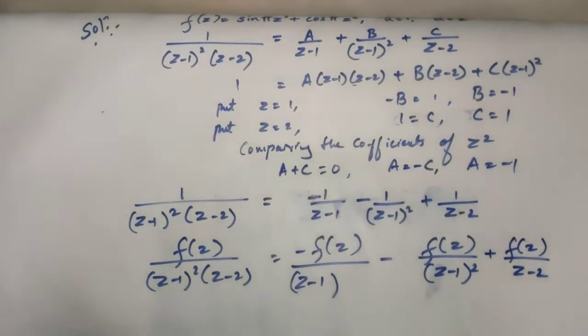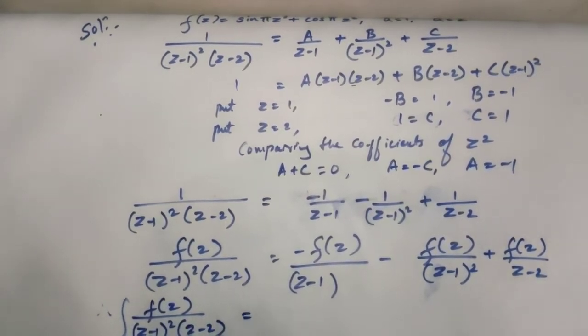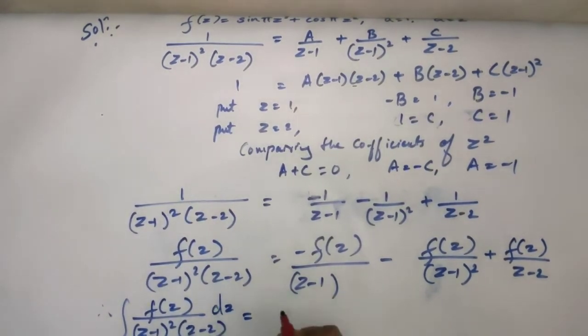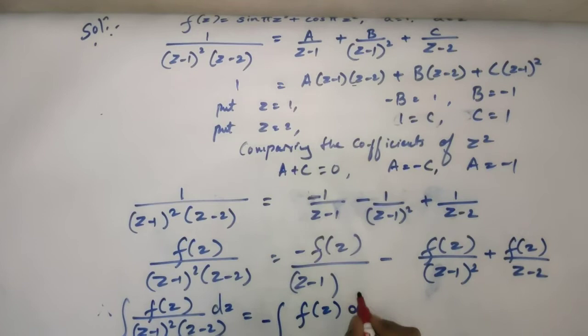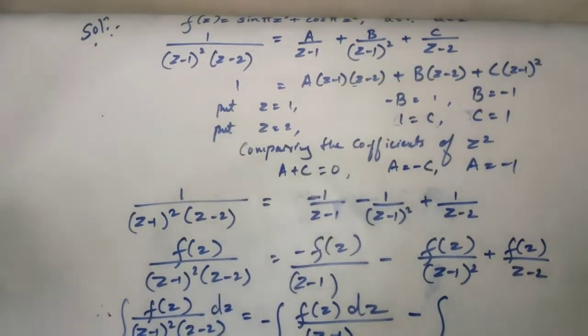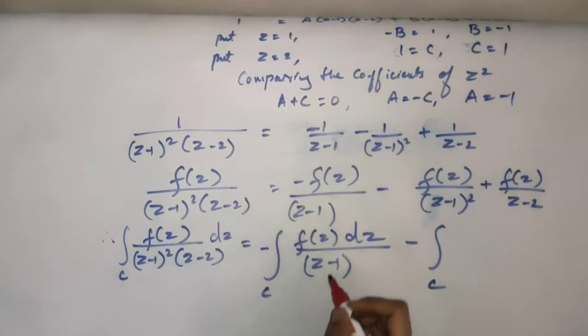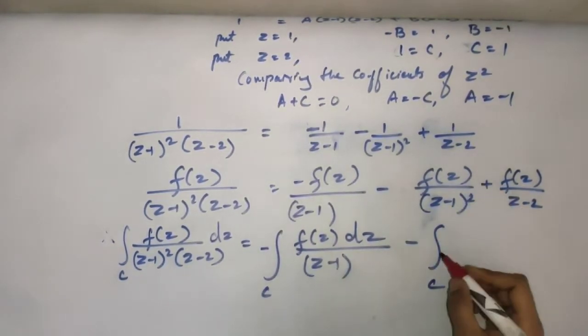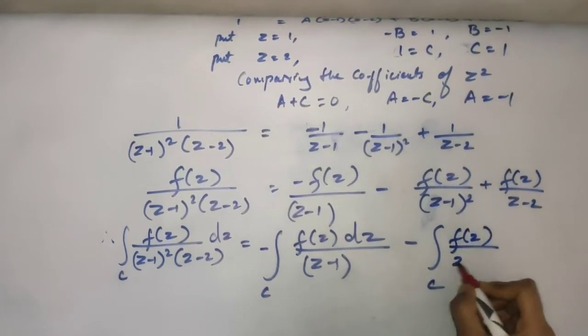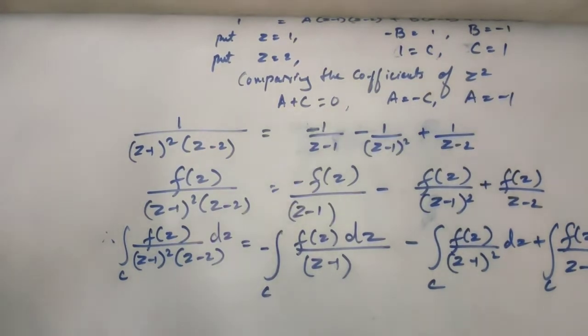Now let us consider the integral of it. Therefore the integral over the curve C, f of z divided by z minus 1 whole square into z minus 2 dz is equal to minus the integral over the curve C, f of z dz divided by z minus 1, minus the integral over the curve C, f of z divided by z minus 1 whole square dz, plus the integral over the curve C, f of z divided by z minus 2 dz. This is what you get.